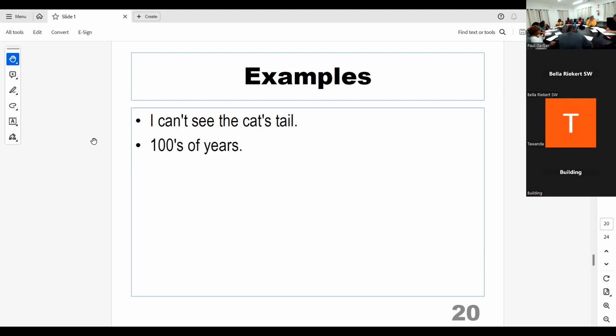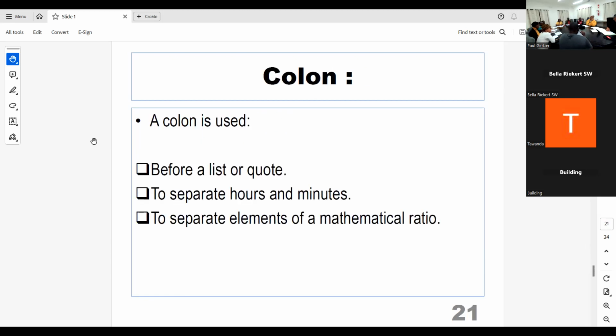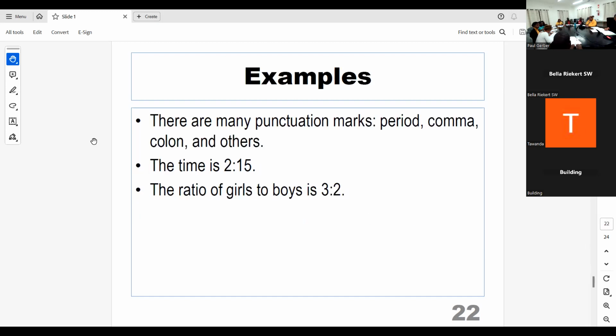There are a few more other things on here. I think I just have examples on the rest of it. Here's some more examples of a colon, just giving us more details of a colon. A colon is used before a list or quote, to separate hours and minutes. Yes, when you look at a clock, you'll always see the colon in between on a digital clock. Okay, that's where that comes in. To separate elements of a mathematical ratio. So when you do math, you also use colons in certain circumstances.